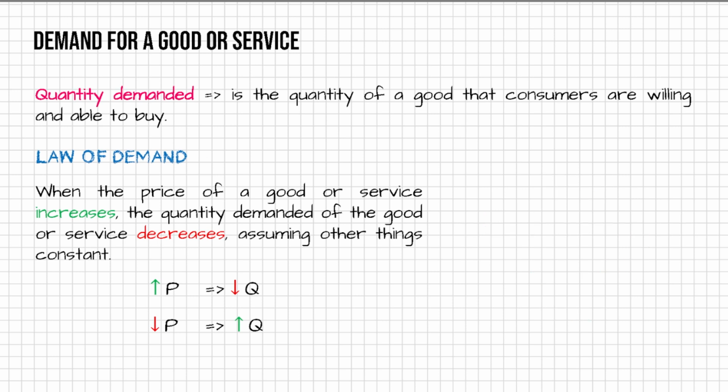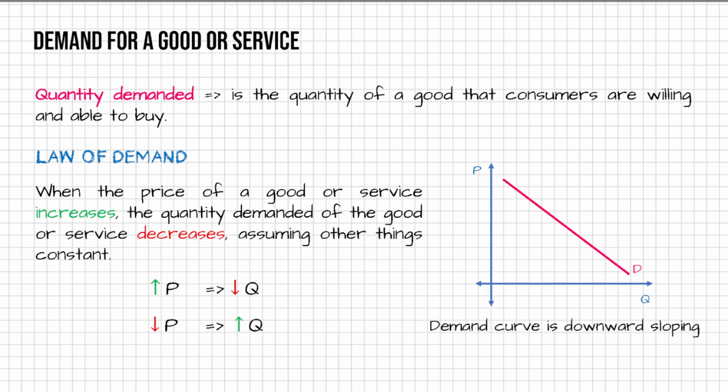The law of demand can be summarized in a graph called the demand curve. Since there is a negative relationship between the price of the good or service and the quantity demanded, the demand curve is downward sloping. On the vertical axis, we have the price of the good or service represented by P. On the horizontal axis, we have the quantity of the good or service, represented by Q. The shape of the demand curve can vary. It can be a straight line, or it can have some curvature.